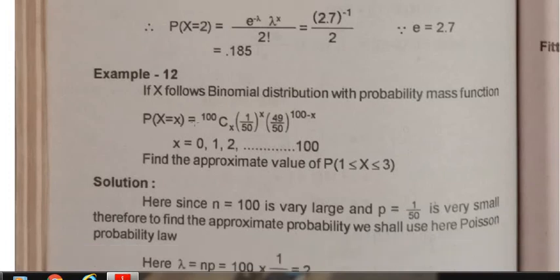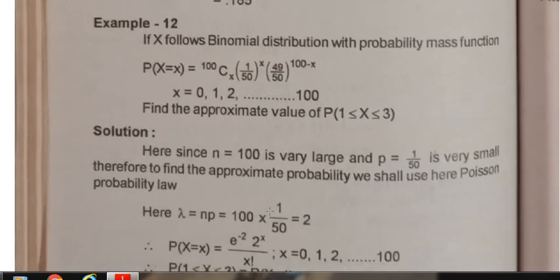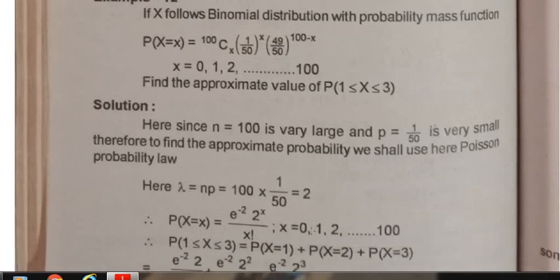Here n is 100, which is very large, and p is 1/50, which is very small. So, to find the probability, we use Poisson distribution. Here lambda is np. Therefore, after putting the values of n and p, we get lambda equals 2. And from the definition of Poisson distribution, we get P(X = x) equals e to the power minus lambda, that is e to the power minus 2, into 2 to the power x divided by x factorial.